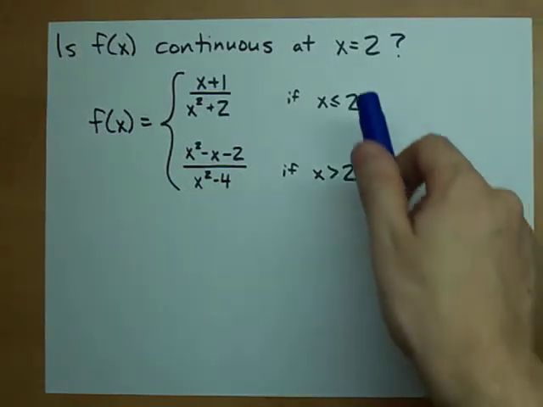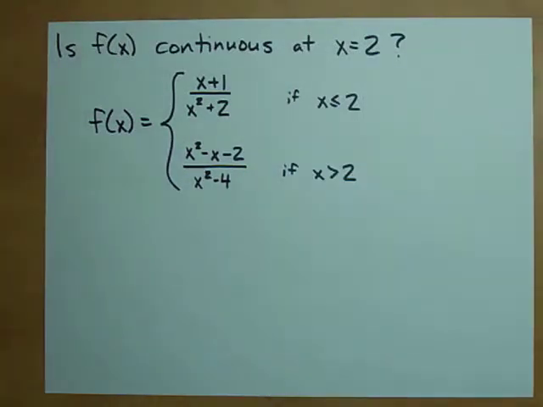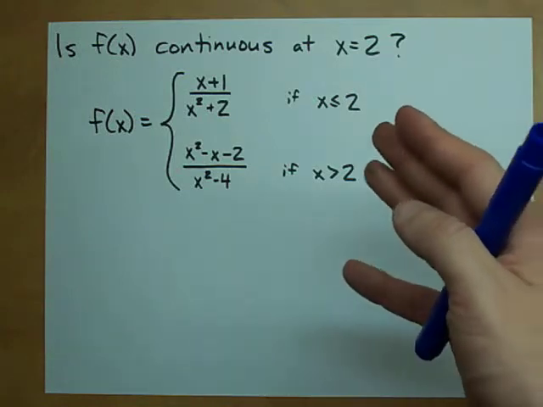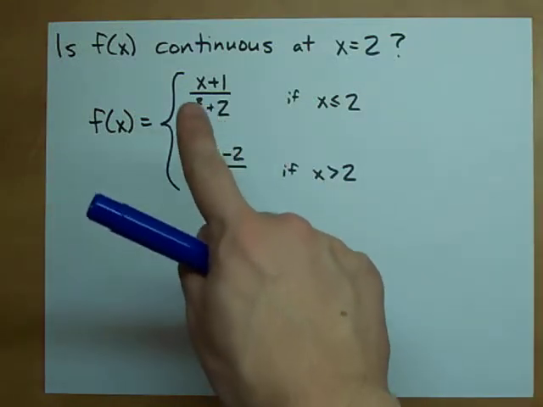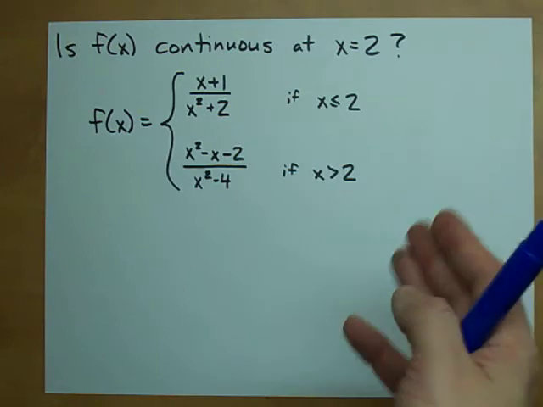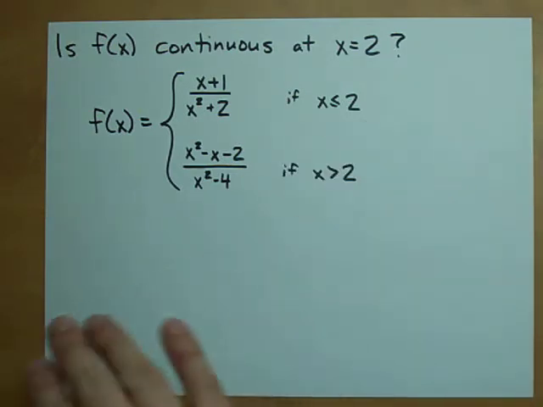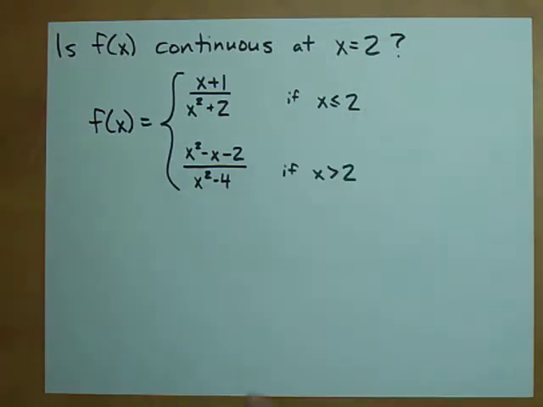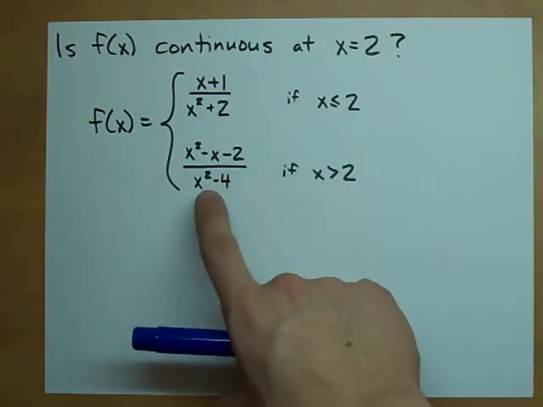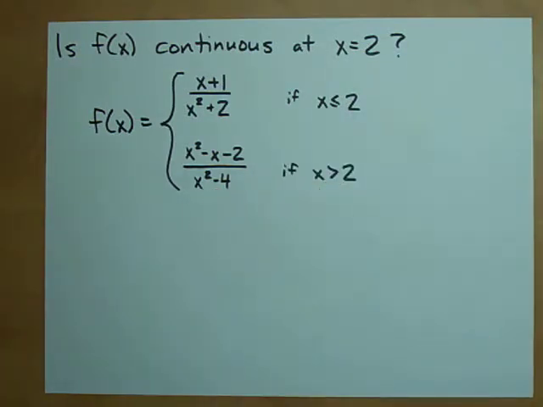Is f of x continuous at x equals 2? Now often this is as easy as plugging in 2 to both of these functions and then making sure they equal the same value. Because if they do equal the same value, it's continuous, no questions. The problem is when you plug in 2 to here, you get 0 on the bottom.